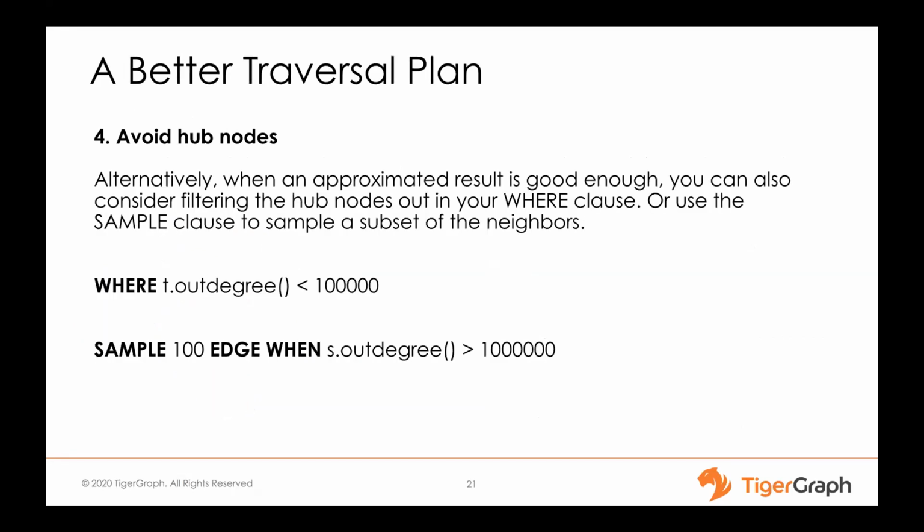Another way of dealing with hub nodes is that we can filter them out, because sometimes for anti-fraud or analytics that doesn't require a very accurate result, an approximated result is good enough. Then this way you can just consider filtering out those hub nodes by using a where clause, or a sample clause to sample 100 edges from those hub nodes.